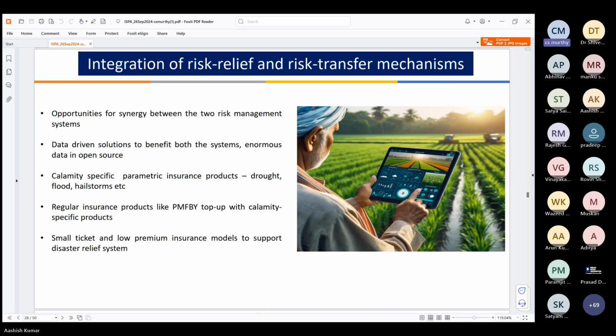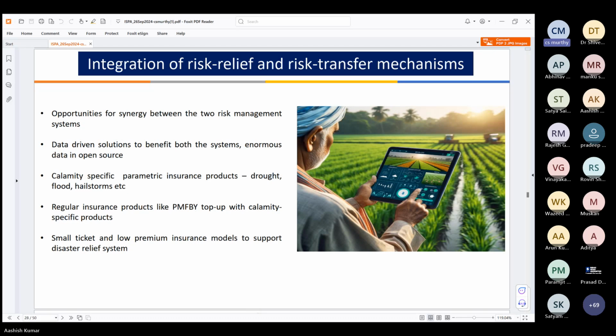And then there are certain calamity specific parametric products like drought, flood and hailstorms. All these things are covered in both relief and risk transfer. So what is the blending of these two, as a top up on PMFBY, or as a separate entity, small ticket insurance products, parametric solutions? I think there is a lot of debate going on about bringing synergy between these two systems.